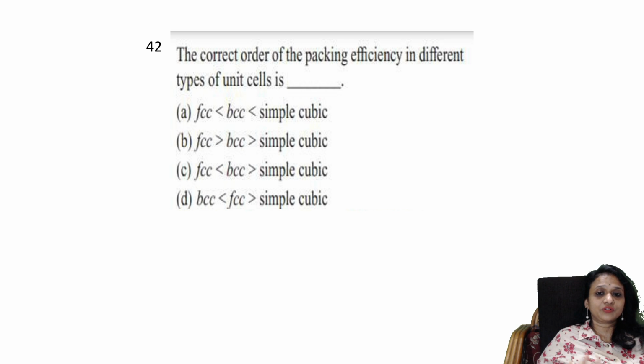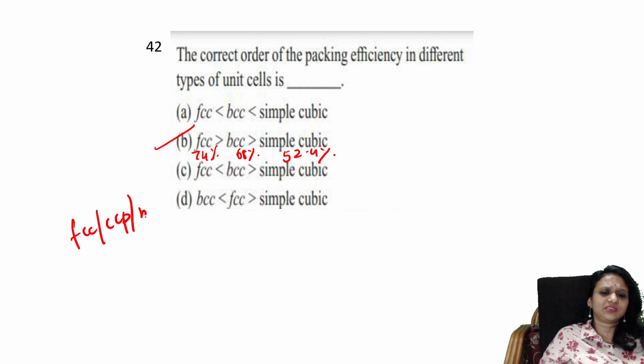The correct order for the packing efficiency in different types of unit cells. I just now told you, isn't it, no students? Just now I said packing efficiency among everything. Learn the percentages. The one which is maximum is FCC, 74%. Next is BCC, 68%. Next is simple cube, 52.4%. So the correct option is FCC greater than BCC greater than simple cube. Don't get confused: FCC, CCP, HCP are the same. Only the packing type is different.